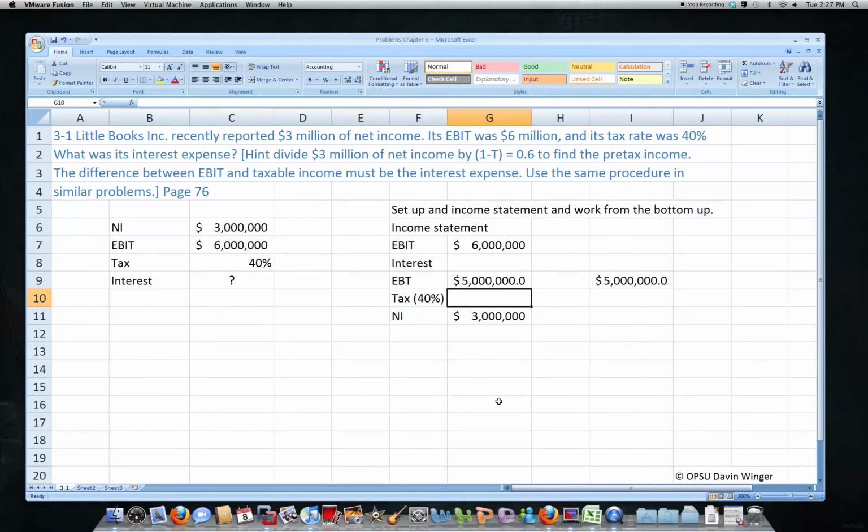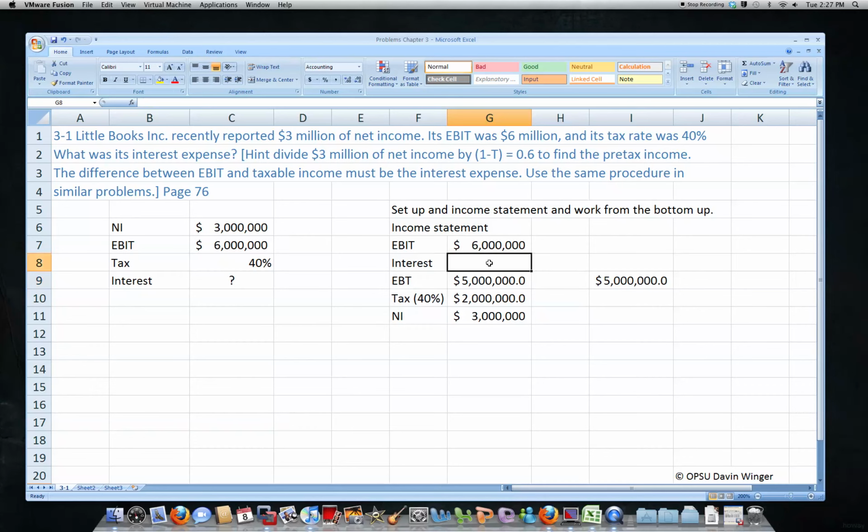Now our taxes are 40% of this 5 million. So we can find our taxes: equals our earnings before taxes times our tax rate. It gives us 2 million. And you'll notice that our net income is the difference between our earnings before taxes and our taxes. So 5 million minus 2 million equals 3 million.